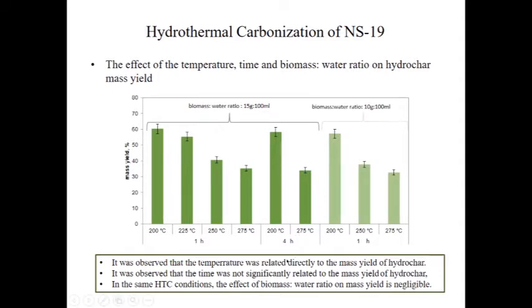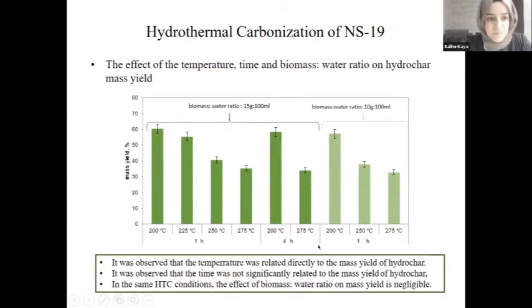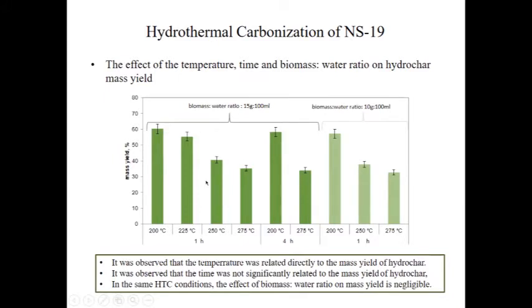Can you see my mouse on the screen? Yes, we can see. Okay. And also the biomass to water ratio over there doesn't make any big differences at all.